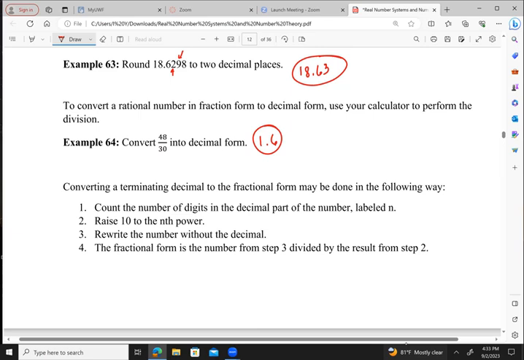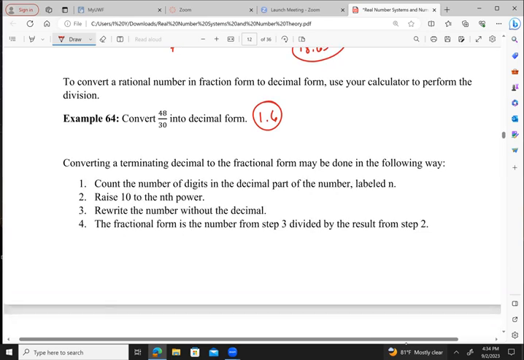Okay, so how about converting a terminating decimal to fractional form may be done in the following way. Count the number of digits in the decimal part of the number. We'll label this n. Raise 10 to the nth power. Write the number without the decimal. The fractional form is the number with step 3 divided by the result from step 2.